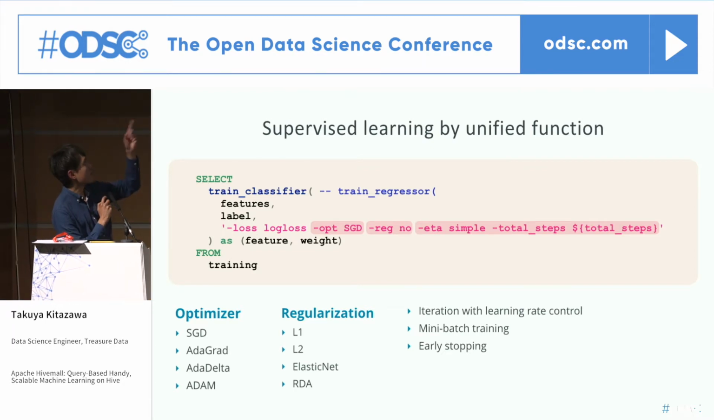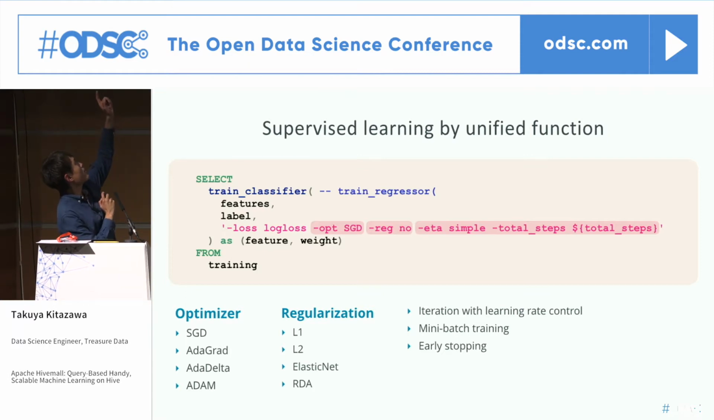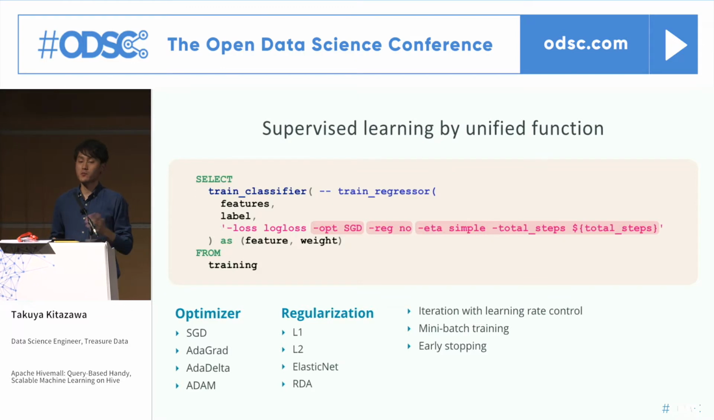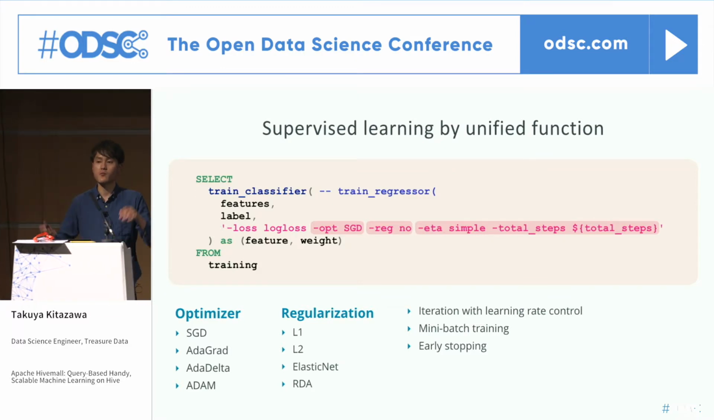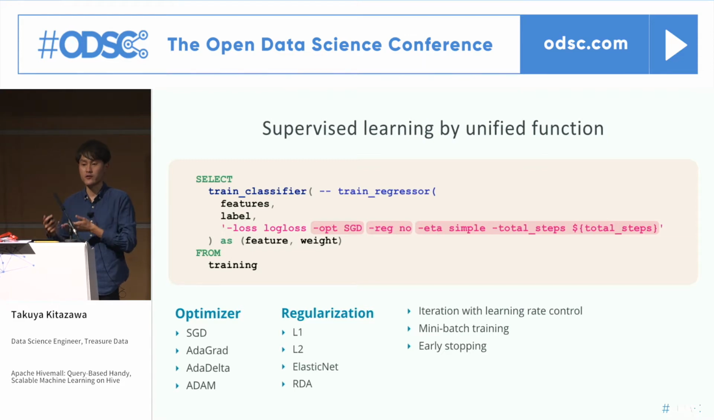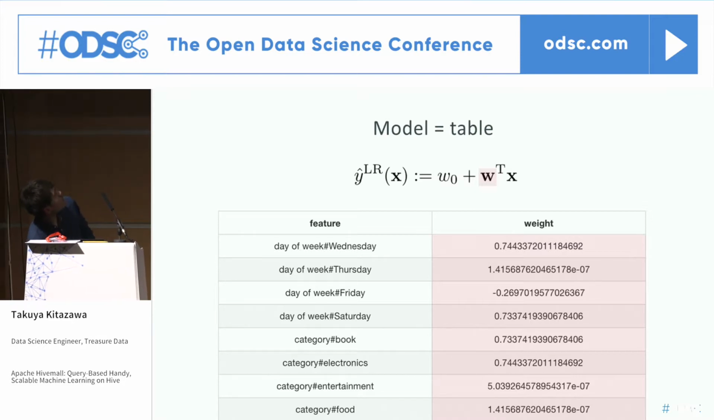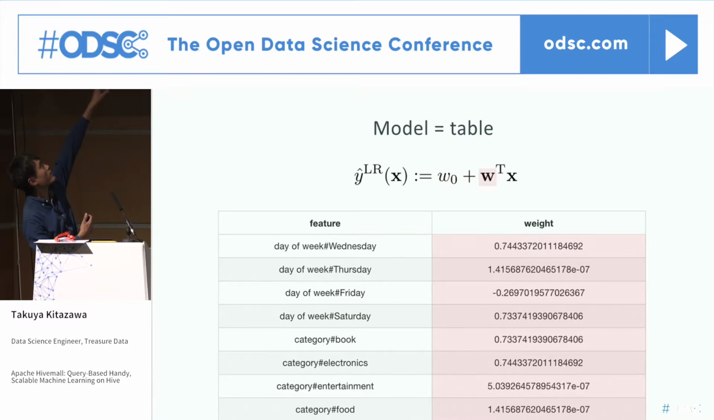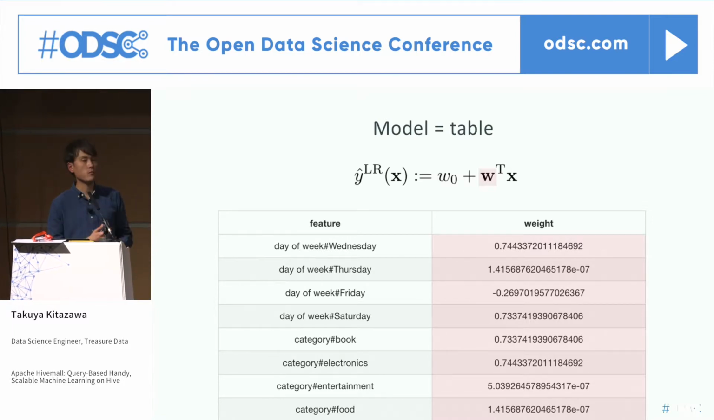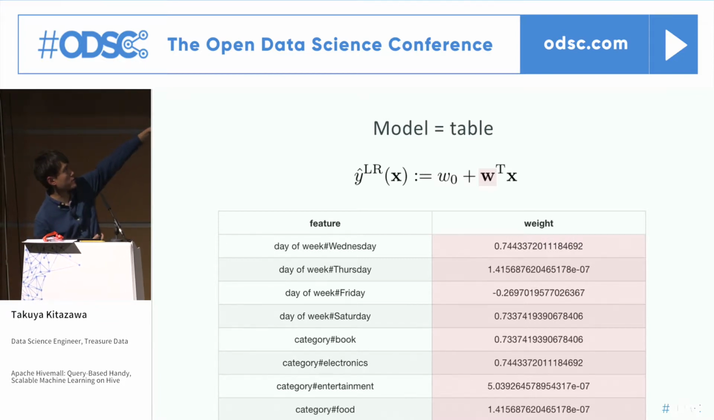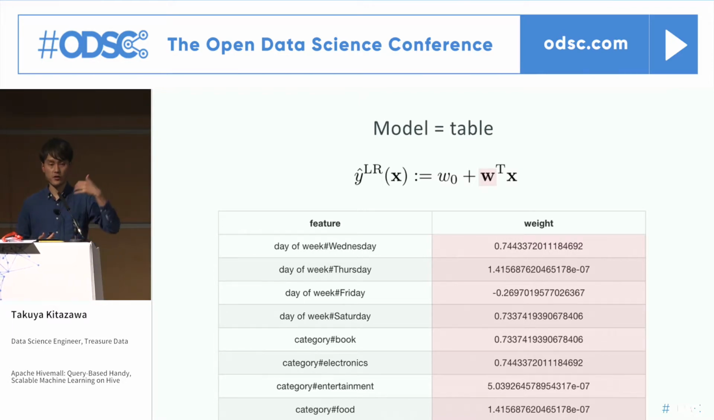So, as a result of training, the output will be, okay, let's see this part called train classifier, and the output as feature and weight. Like I explained, a linear model is represented as a pair of feature and its weight. So the output is going to be a table here. There are two columns, feature and weight. For example, for a feature named day of week Wednesday, the weight is going to be 0.74, something like that. And this weight, of course, corresponds to the W in the representation of the linear model.